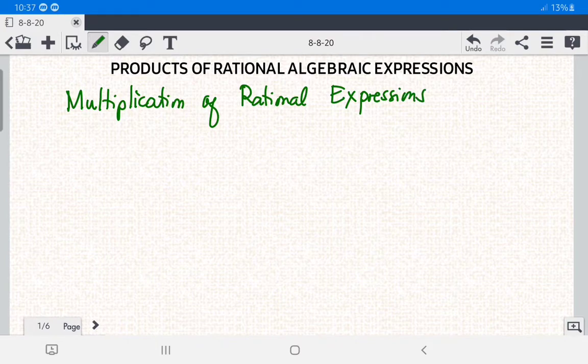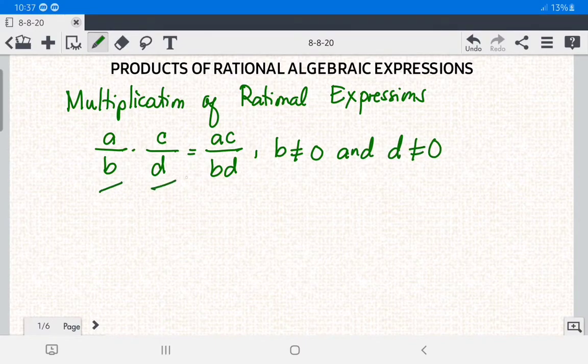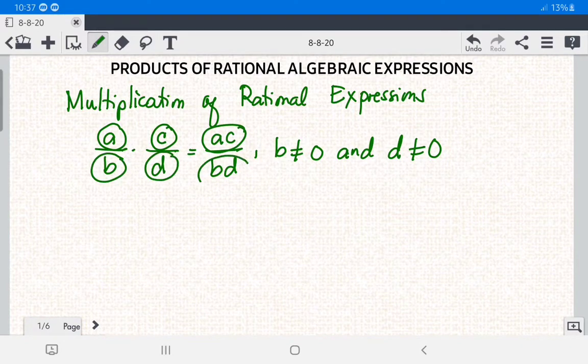is defined as a over b times c over d, which is equal to ac over bd, where b is not equal to 0 and d is not equal to 0, or b and d are non-zero. As you can see, you will just multiply the numerators. So we have a times c, that is ac, and then b times d, we have bd.